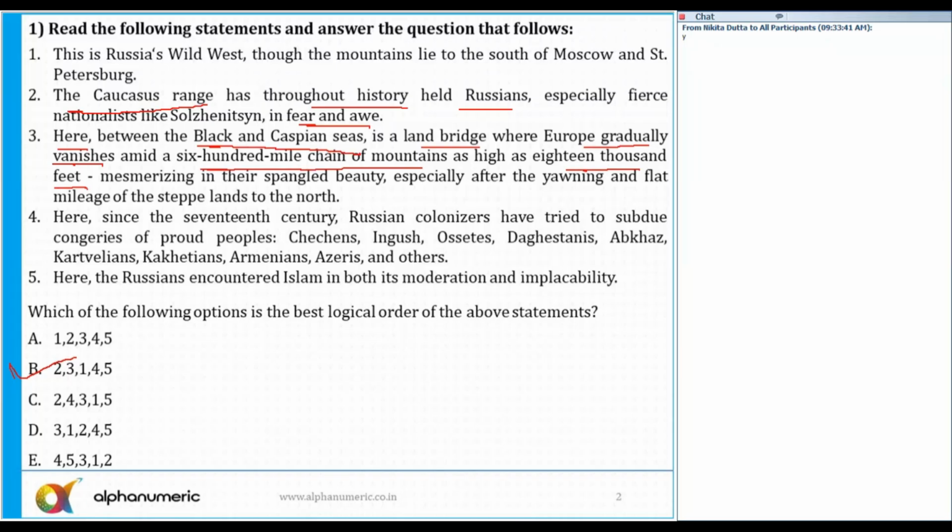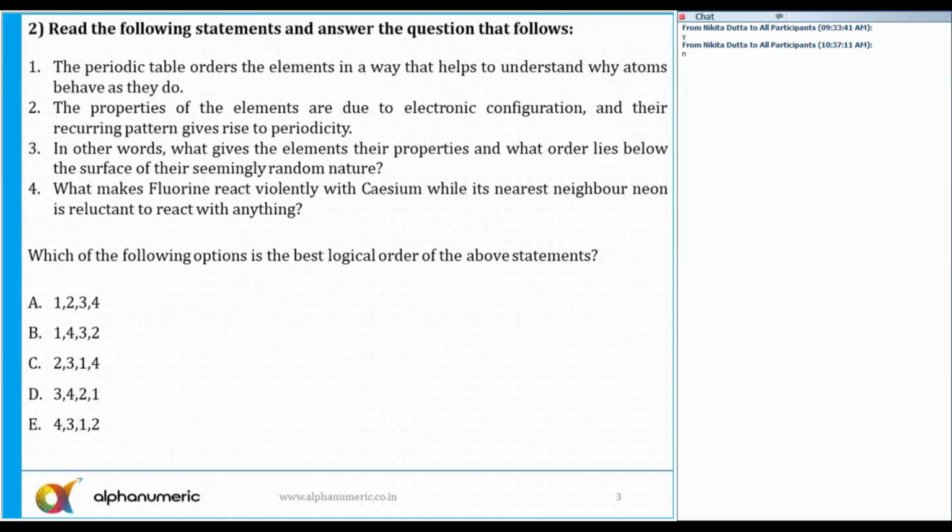Then you will tell me that whatever we are talking about, this place is actually Russia's Wild West. So the 2-3-1 order has to be there. That is why the answer for this question is number two. If you have a doubt, please ask. Question number two. I think you will have to start with one.